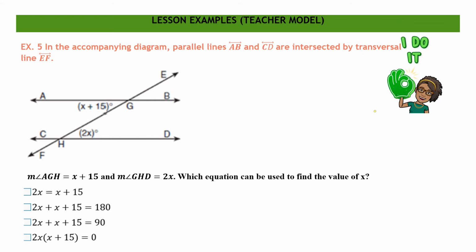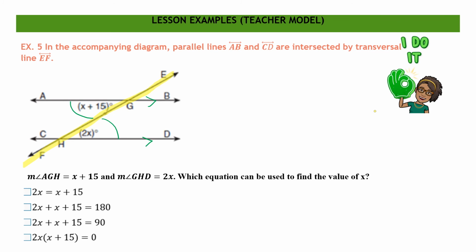In the accompanying diagram, parallel lines AB and CD are intersected by the transversal EF. Now, they want to know if the measure of angle AGH, which is here, equals x plus 15, and the measure of angle GHD equals 2x, which is here, which equation can be used to find the value of x.